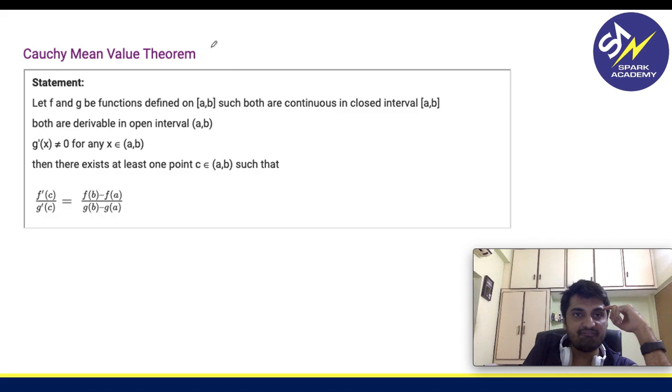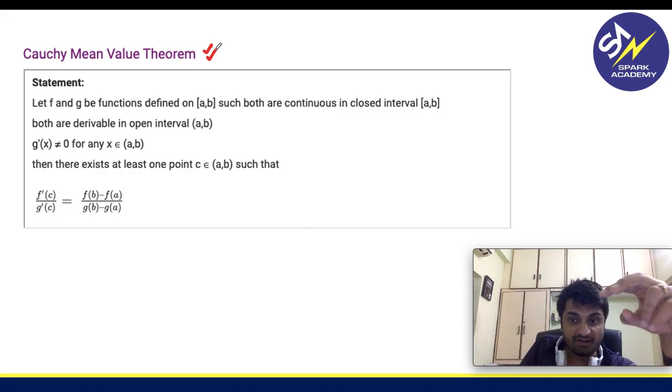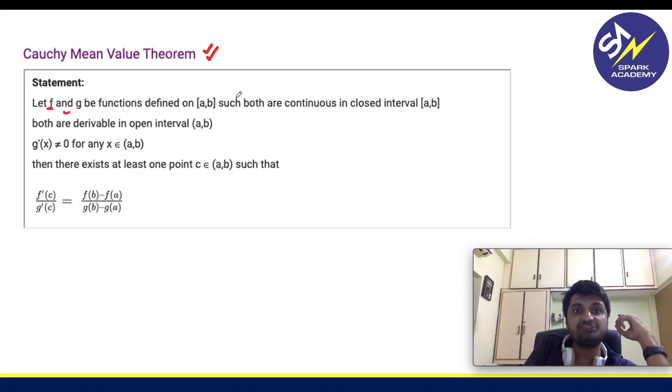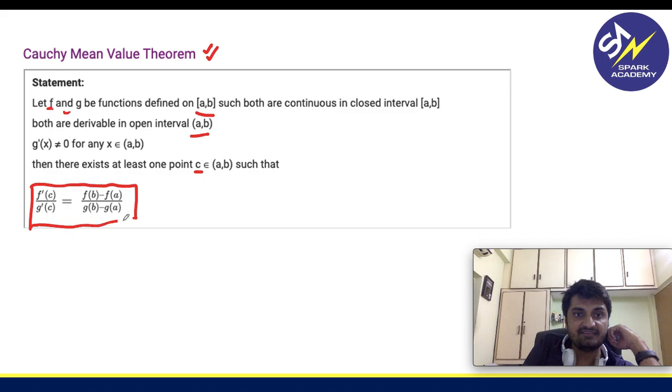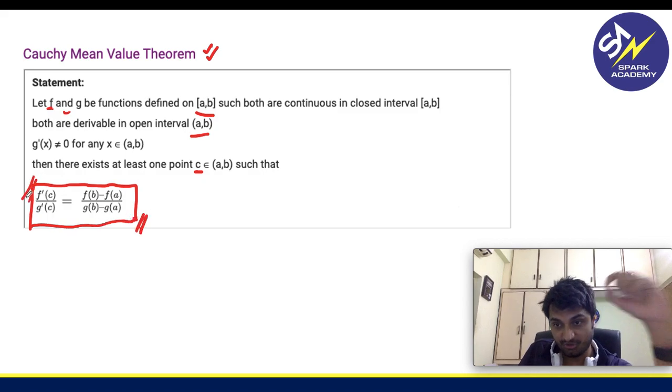Now finally we have what? Cauchy's mean value theorem. Here, instead of one function, you have two functions. That is what we have. And for those two functions, we apply the same thing we learnt in Lagrange's to get this. So if f and g are two functions, both continuous on closed interval, differentiable on open interval, then there exists a c such that f'(c) by g'(c) is [f(b) minus f(a)] by [g(b) minus g(a)].